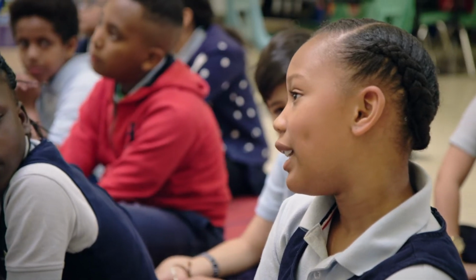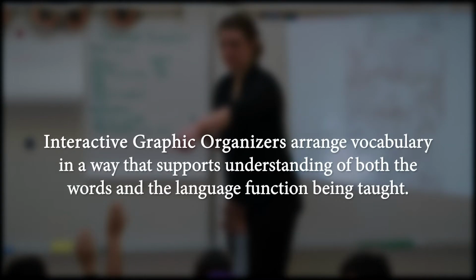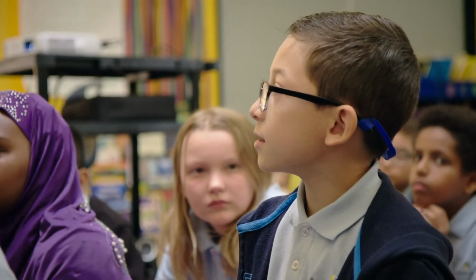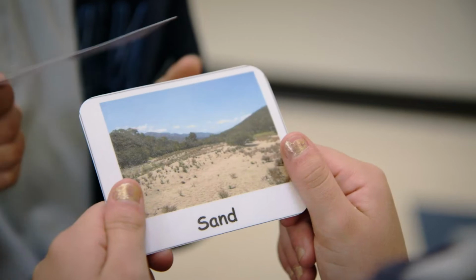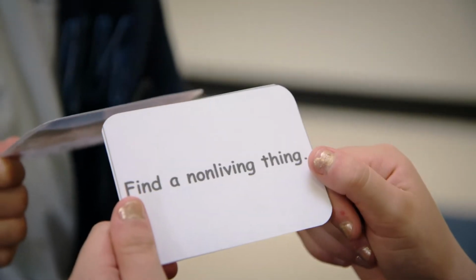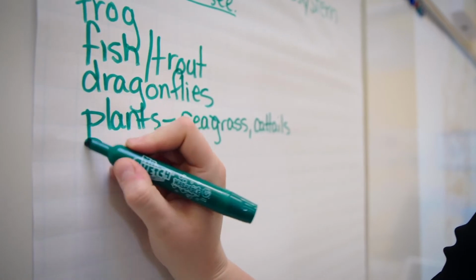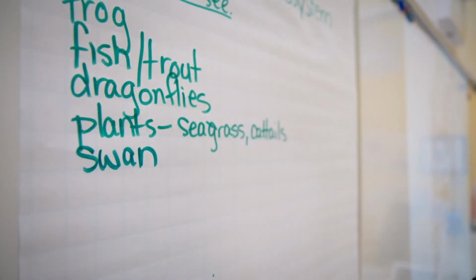The purpose of an interactive graphic organizer is to arrange vocabulary in a way that supports understanding of both the words and the language function being taught. The ideas should be represented visually in pictures and labeled, making the information more accessible for students. Interactive graphic organizers become part of the functional language environment and can be used as resources by students as they listen, speak, read, and write.